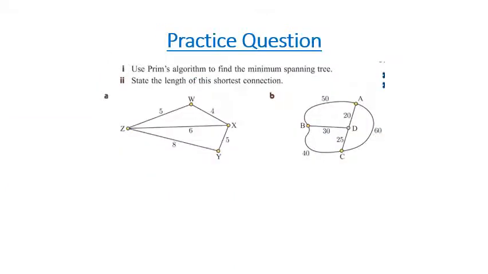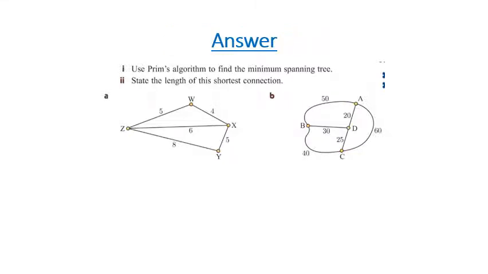Okay, so let's have a look at a practice question here. You need to use Prim's algorithm to find the minimum spanning tree and then state the length of the shortest connection. Please feel free to pause the video. Once you think you've got the correct answer, continue the video and we'll see how you went.